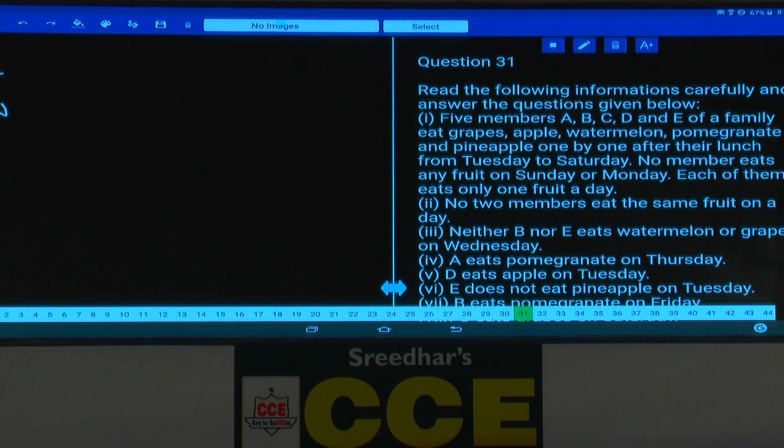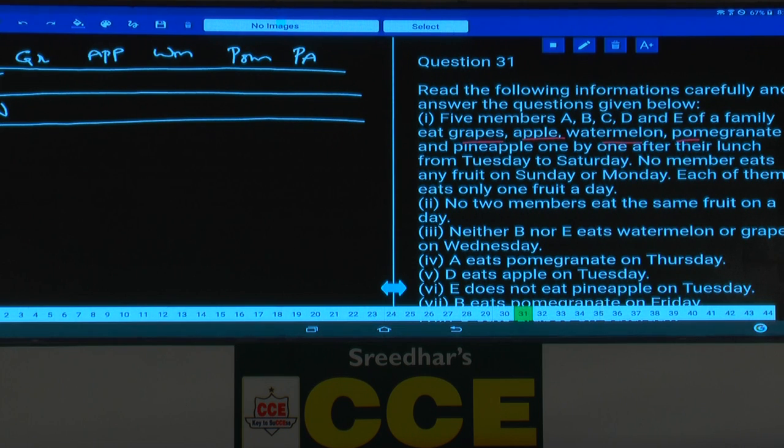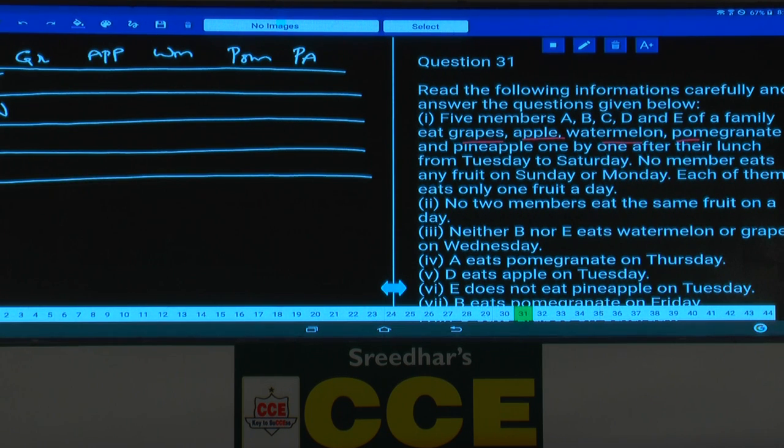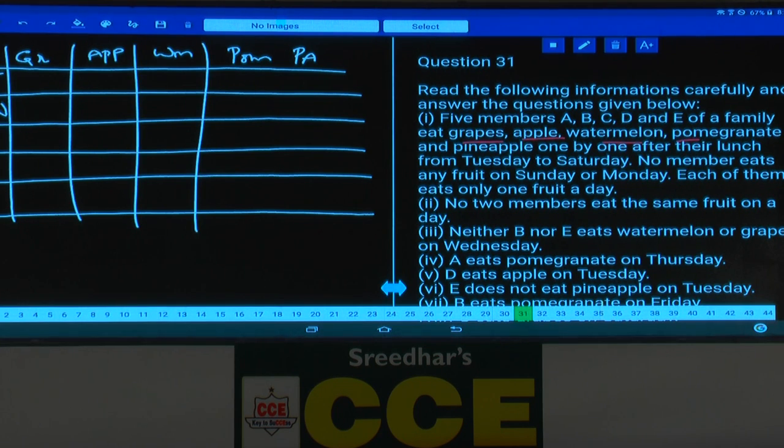Grapes, apple, watermelon, and so on is given. Now, each of these persons eats all five fruits, one on each day, isn't it? Hence, grapes, apple, watermelon, pomegranate, and pineapple are the five fruits. Now, who are the persons here? The persons are A, B, C, D, and E. We will represent the information in these blocks with the help of A, B, C, D, and E, isn't it?